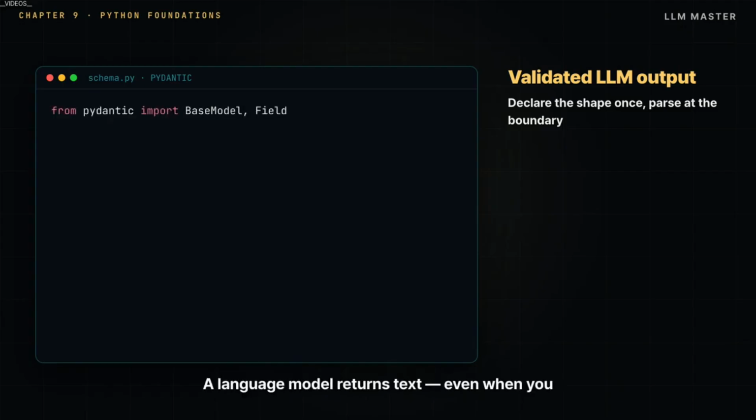Here's the single most useful library for LLM engineering, and it's part of why we cover Python at all. A language model returns text. Even when you ask for JSON, you get a string that merely looks like JSON.